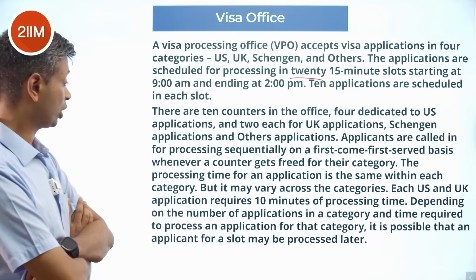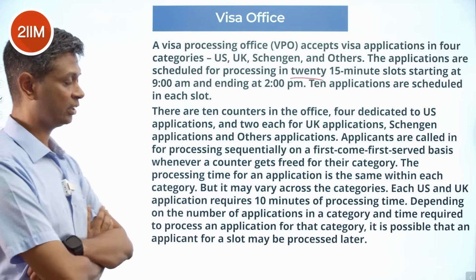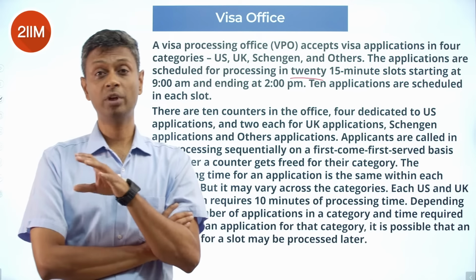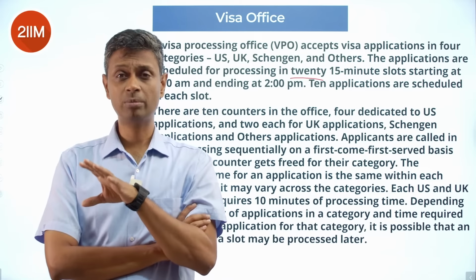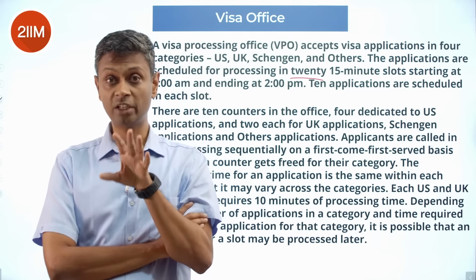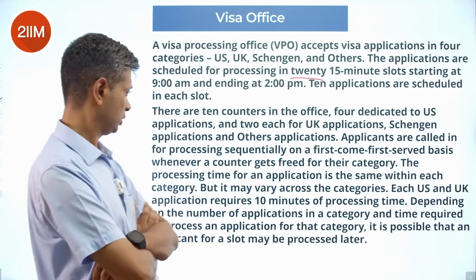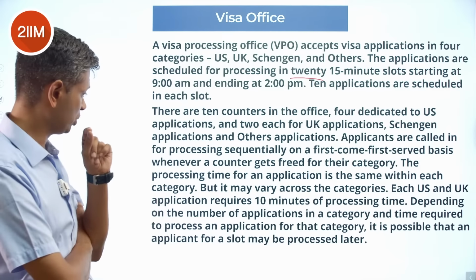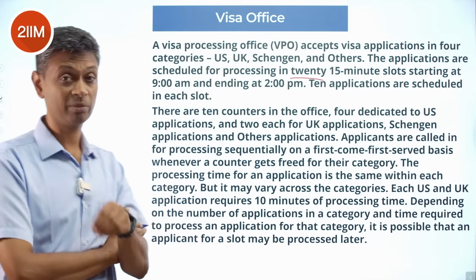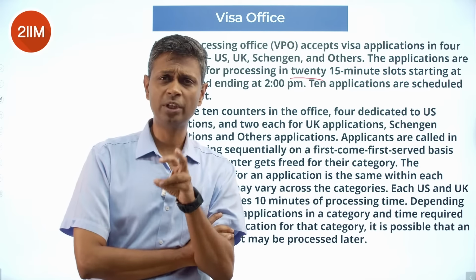The processing time for an application is the same within each category. That is, the US could have 14 minutes per visa, UK could have 11 minutes, others could have 7 minutes, and Schengen could have 19 minutes. But it may vary across the categories. Each US and UK application requires 10 minutes of processing time. That's given. US application, UK application, 10 minutes each.